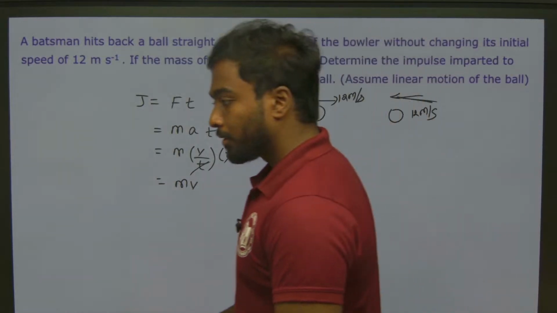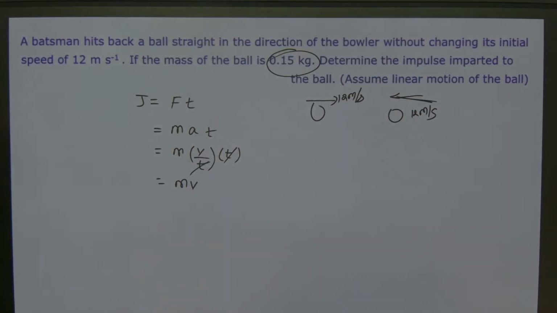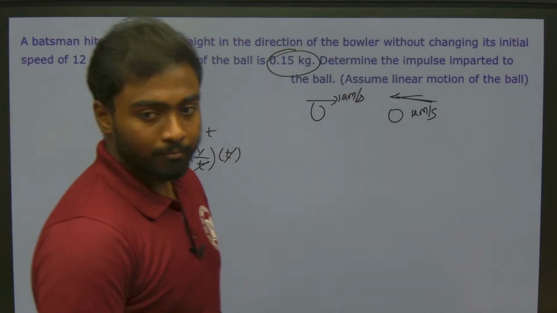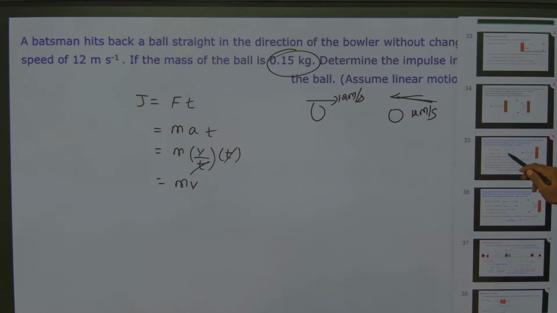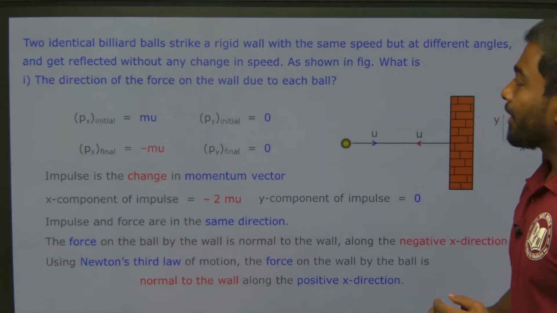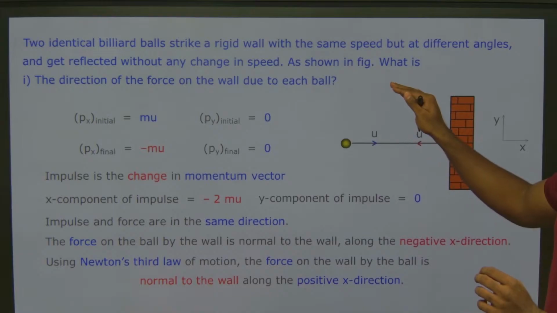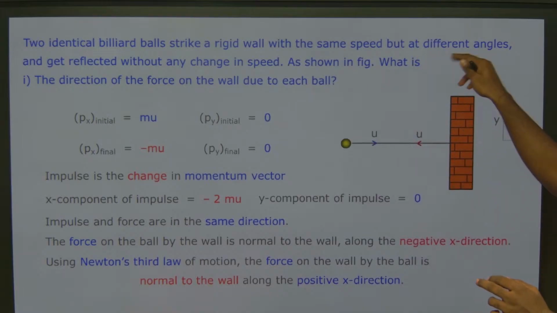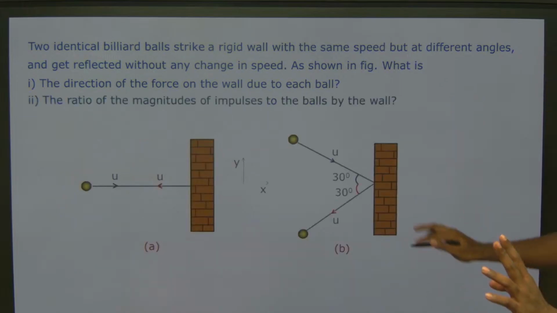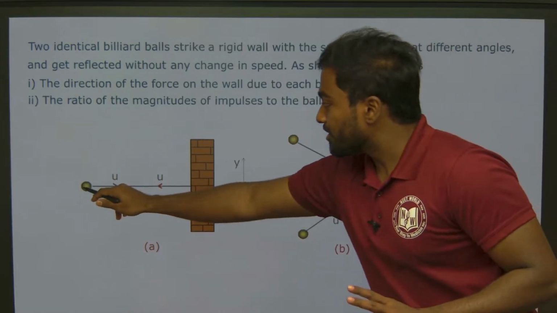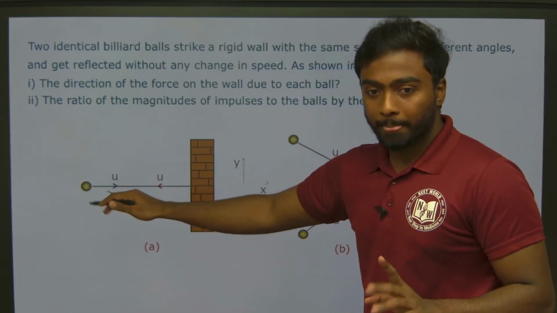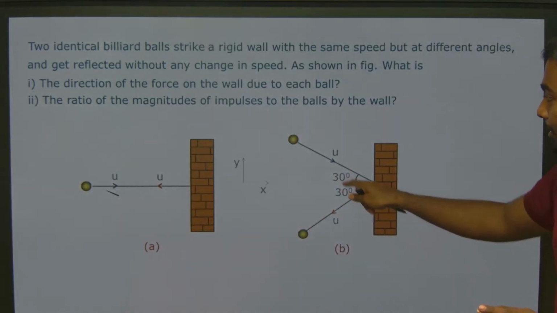Take this question. Final velocity minus initial velocity, I will explain here with a case. This is the question: two identical billiard balls strike a rigid wall with the same speed but at a different angle. Direction of the force on the wall due to each ball: initially it goes, then hits back and comes back with the same velocity. The second case I am taking is with an angle.